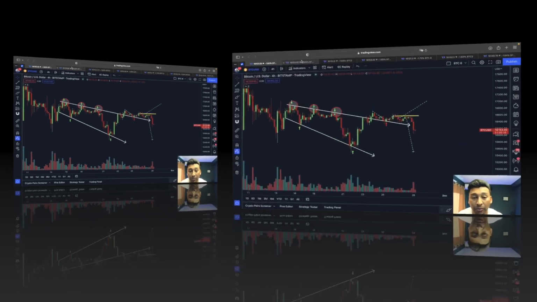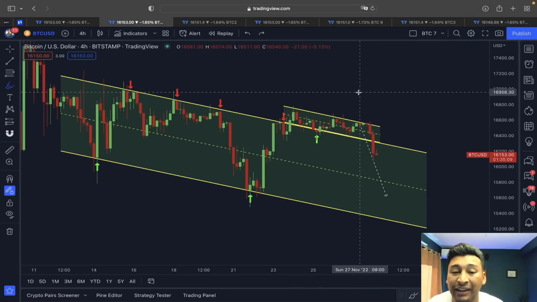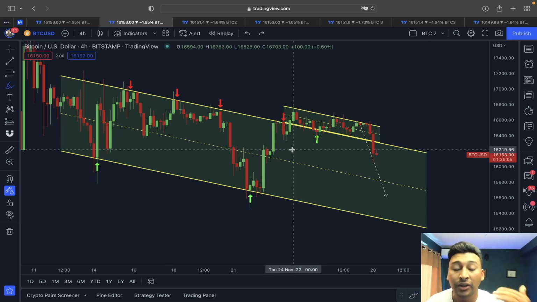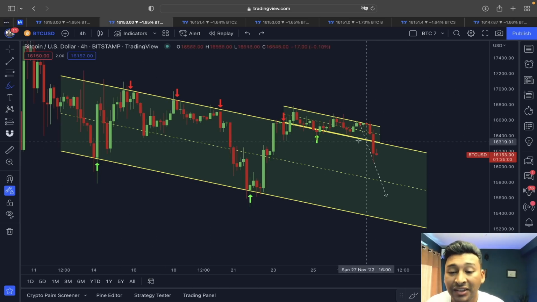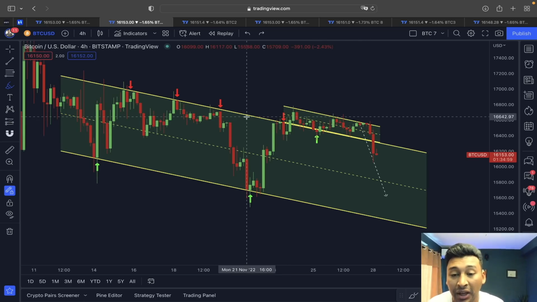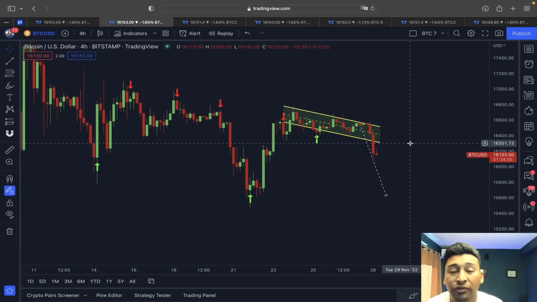Not just the descending broadening wedge, even this descending channel scenario is playing out, and this is also looking very bad for Bitcoin, because yesterday I showed you guys in a bigger frame the price of Bitcoin was forming this descending channel where we broke the upper line and even flipped that into support. But I showed you guys in the medium short term we are also forming this bull flag type of formation.